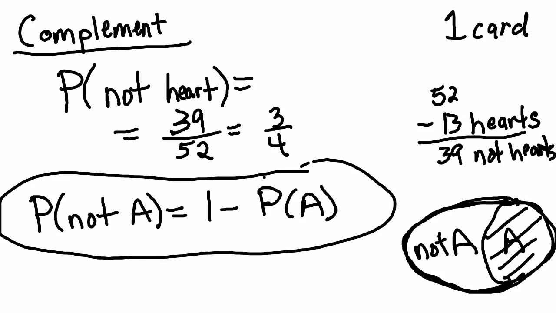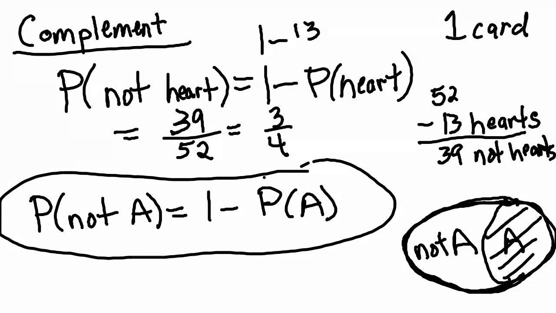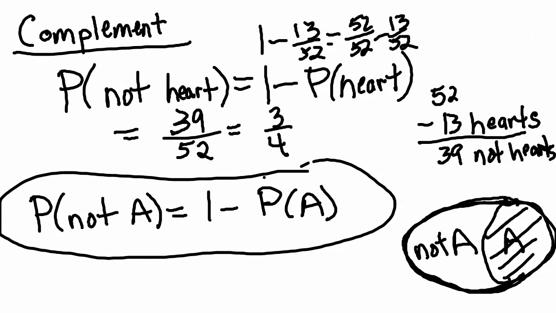So the way to think about this would be 1 minus the probability it is a heart, which would be 1 minus 13 out of 52, which would be 52 out of 52 minus 13 out of 52. Which is 39 out of 52. So you get the same answer using the complement formula.